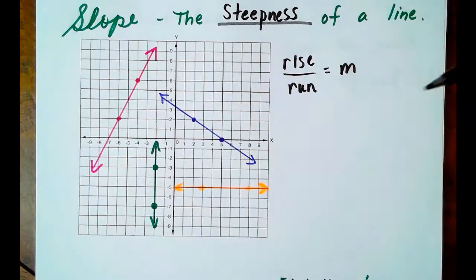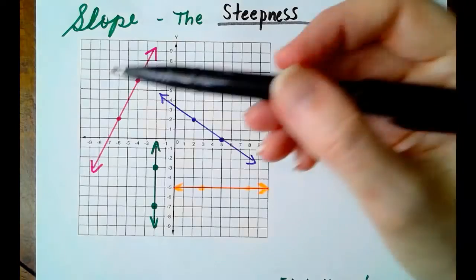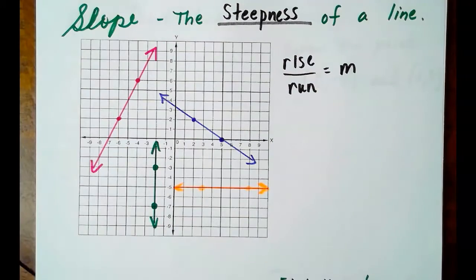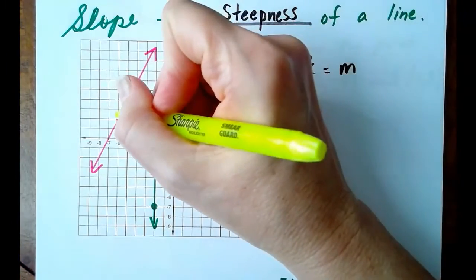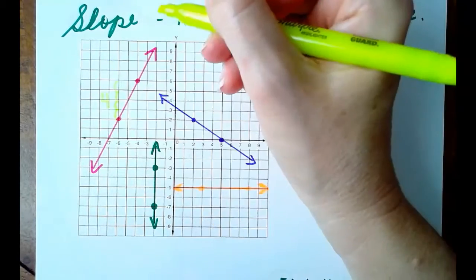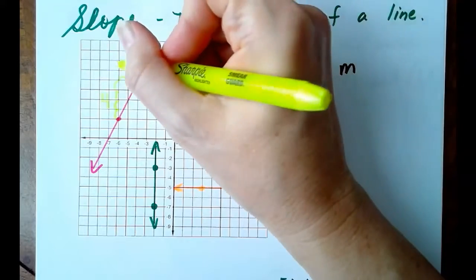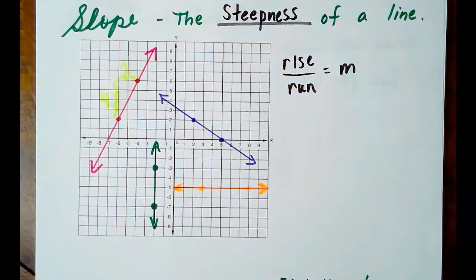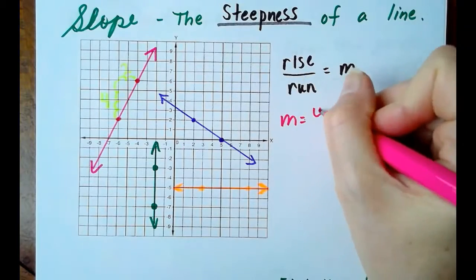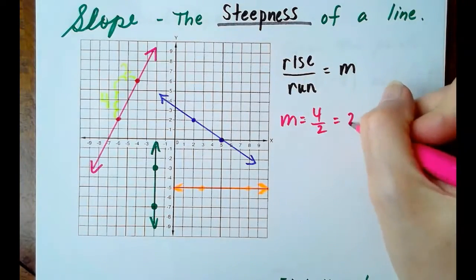And we can count it on all of these lines pretty easily. So let's first look at the pink line. If I want to know the slope of this pink line, let's count the rise and the run from point to point. So up 1, 2, 3, 4. So we have a rise of 4 and a run of 2. So the pink line has a slope of 4 over 2, which is equivalent to 2.